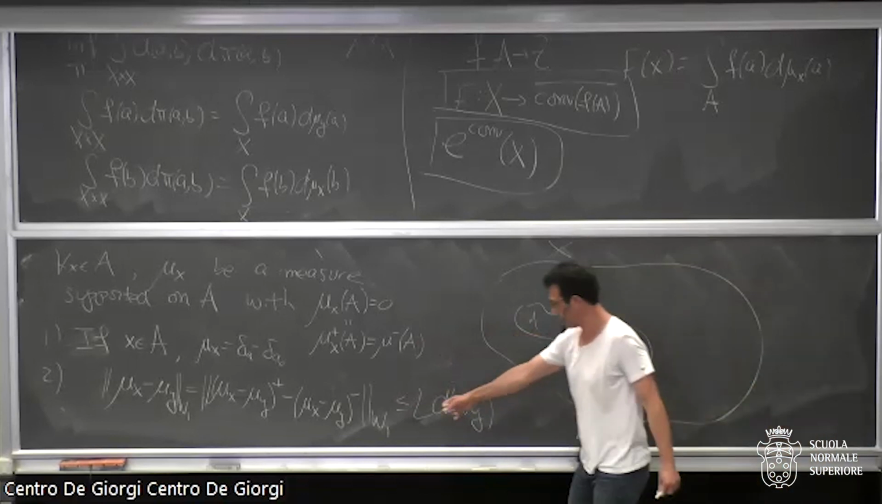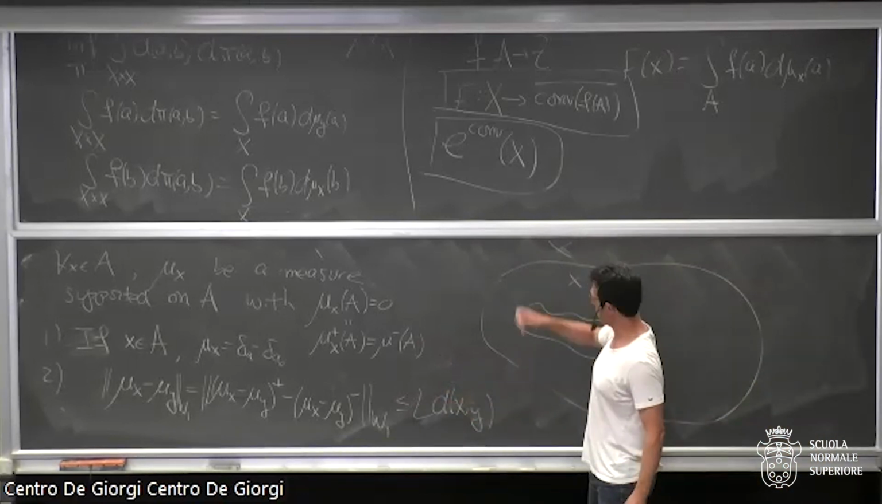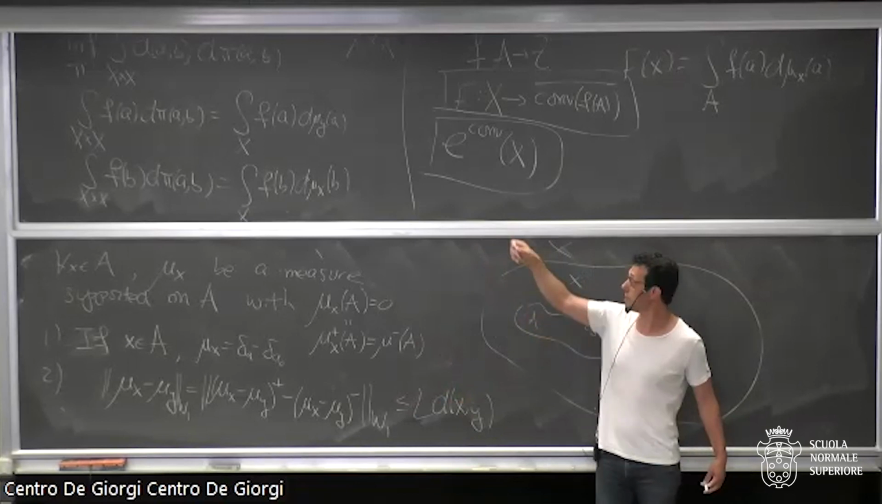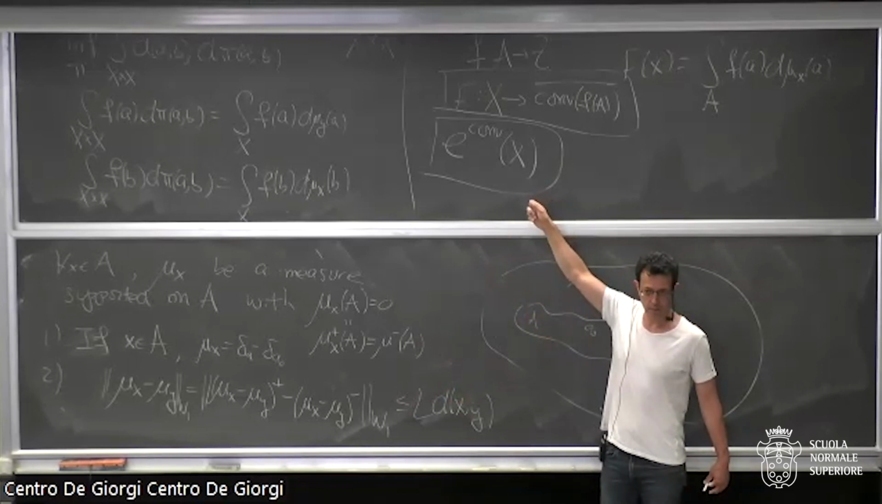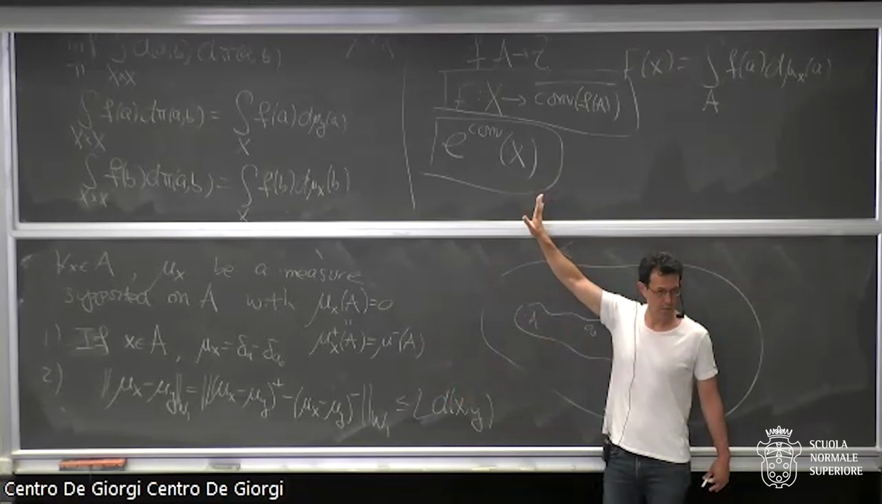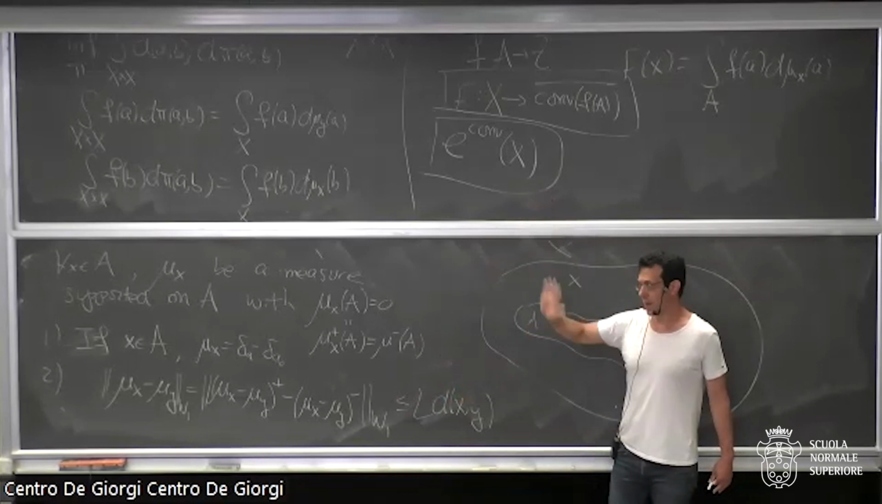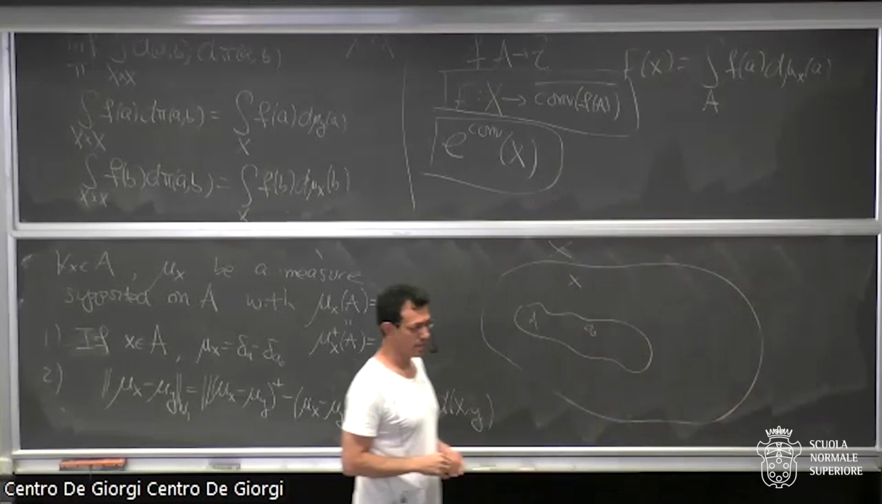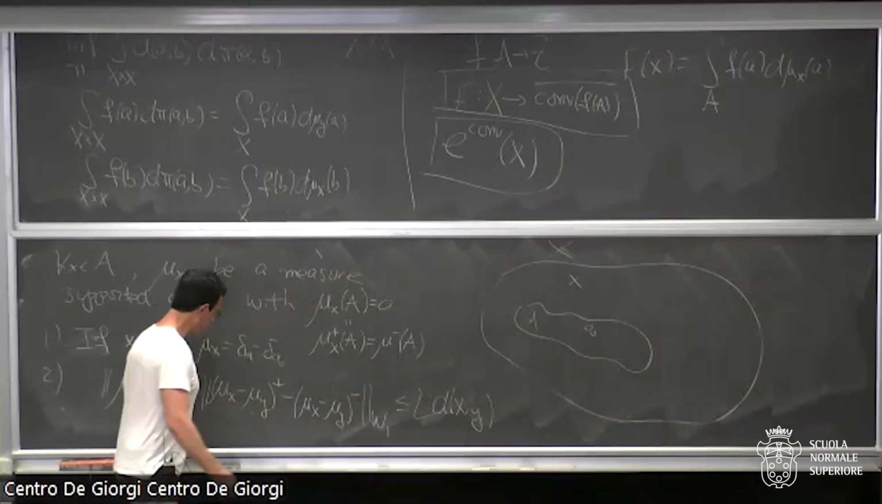So the smallest L here is E of x, and the smallest L in the previous version, in the probabilistic version, is E conv of x. Is it all clear? And the proof of this is very easy. This is known and old, and there's nothing new happening here.